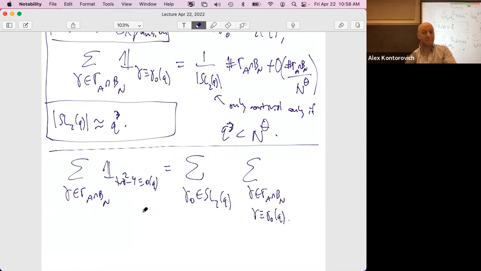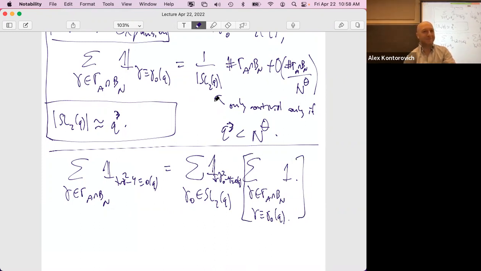Wait, so if they're in the same class in SL2Q, then what happens? Then their traces are the same mod Q, so their trace squared minus fours are the same mod Q. So this condition moves over to here. And now I have no condition. Oh, okay. So that's why we're doing progression. Exactly. In SL2. So all I'm doing is separating it out like this. Okay, but what do we know about this? It doesn't depend on gamma naught.